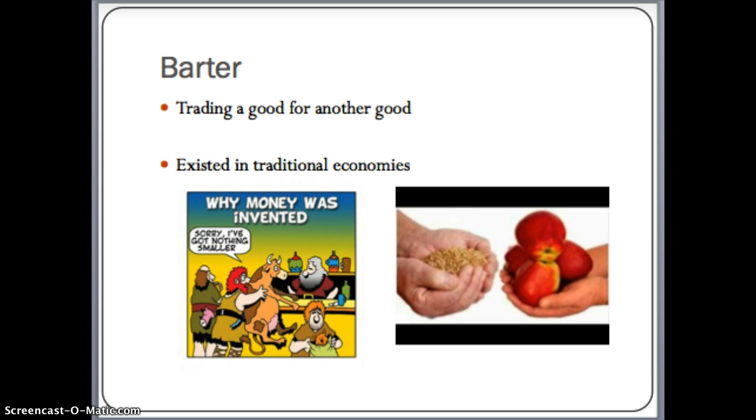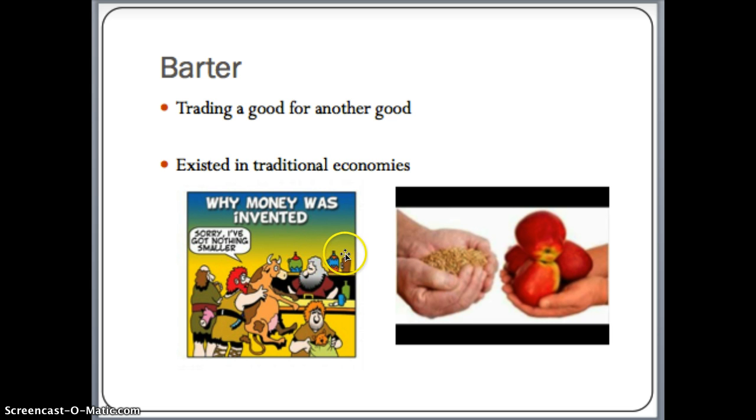So to start with, the definition of barter is trading a good for another good. You see two examples here in the bottom right. Two people are trading. One person has what looks like some type of small grain. The other person has apples. This person values the apples more than the grain. This person values the grain more than the apples. Therefore, they are going to trade with each other.